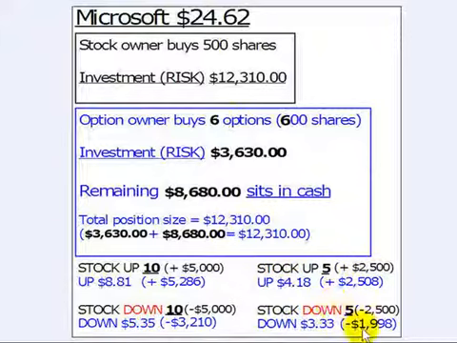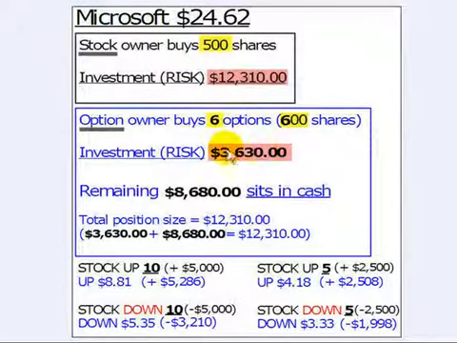That's the relationship that we have when we choose the right option, and that's what the filter that I've created is going to give you. Now, here we took 500 shares. We replaced it with 6 options, earlier with 5 options. The only thing that we put at risk was $3,630 instead of $12,310 that the shareholder has at risk. We sold this. We got $12,310. We put most of it in cash and some of it in this option. And these are the kinds of returns we get if we're right. This is the loss we have when we're wrong.